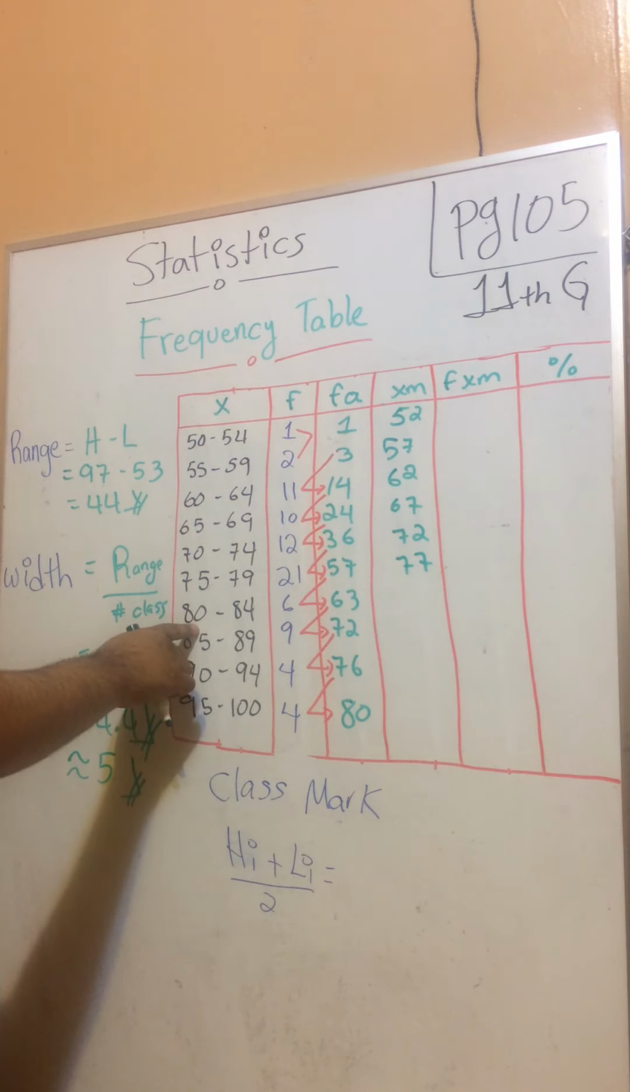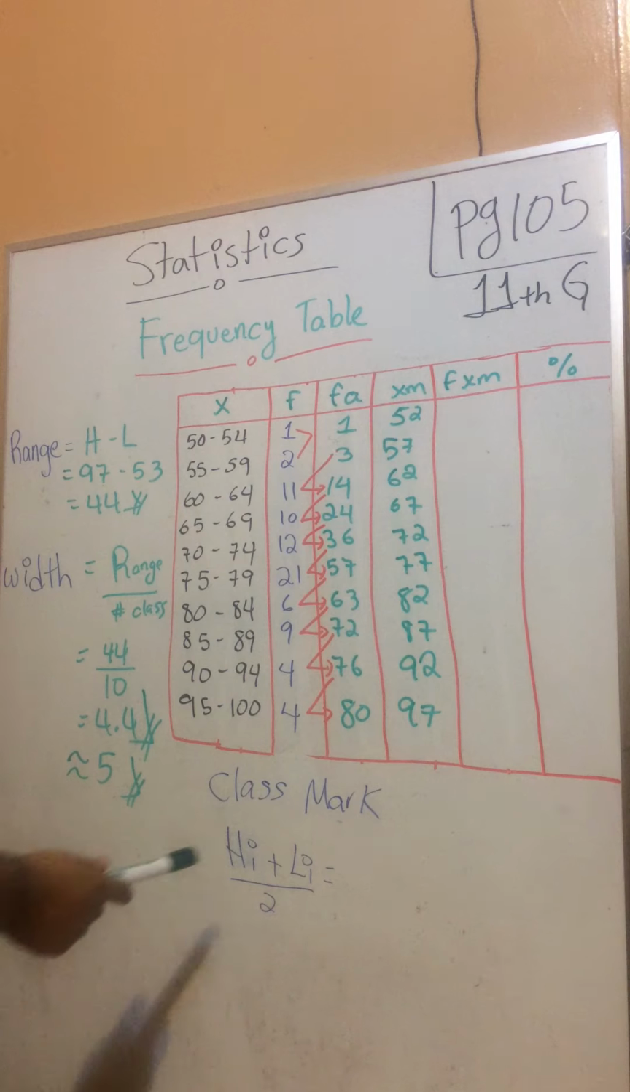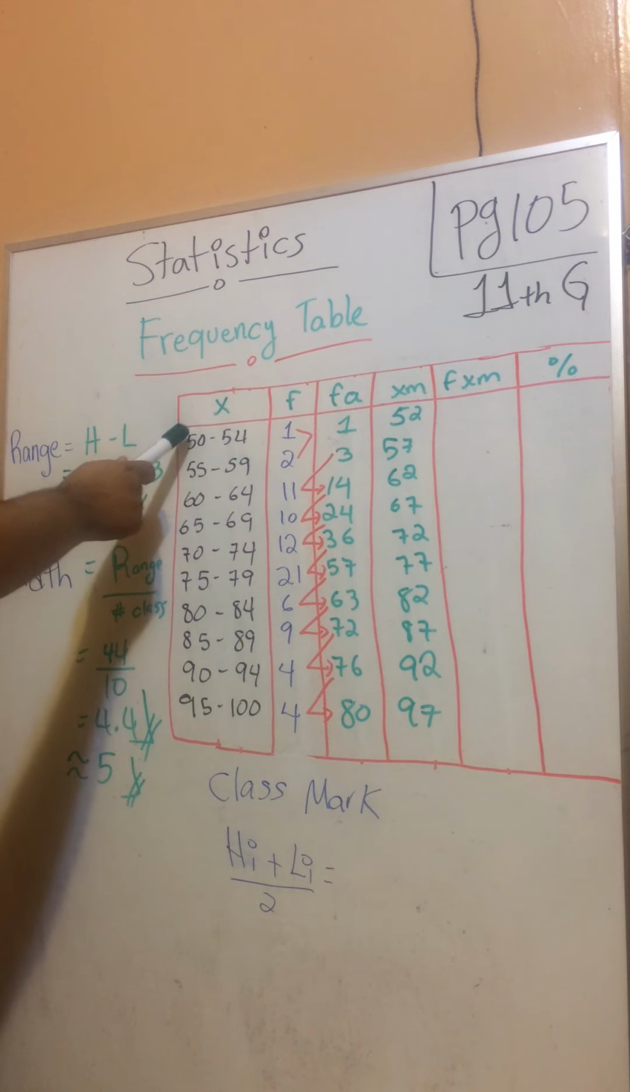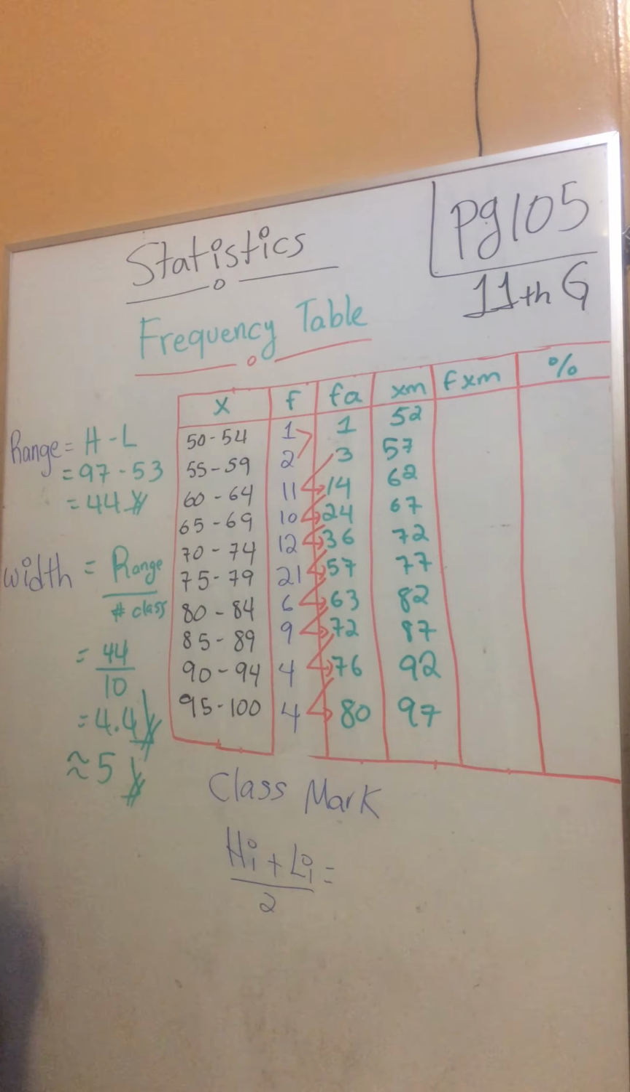And well, in this case, we would use 100. So 100 plus 95 divided by 2 is going to be 97. Okay? So where do we get these numbers? These are the class marks. We add the highest endpoint plus the lowest endpoint, and we divide it by 2.